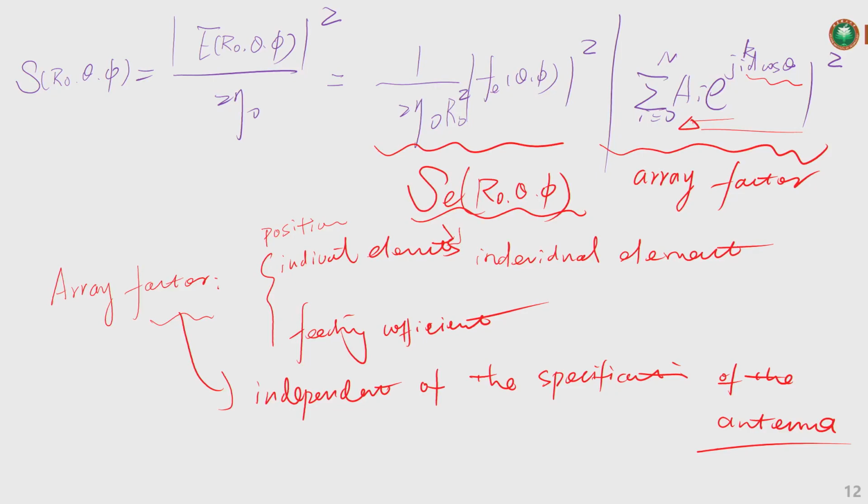And if we want to find a parameter to represent the array factor, here we can set F_a(theta) to represent the array factor, which means the expression for this equation can be simplified as the pattern of each individual element times the array factor.